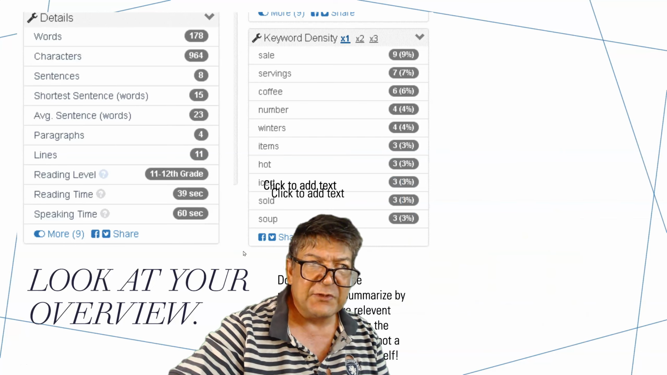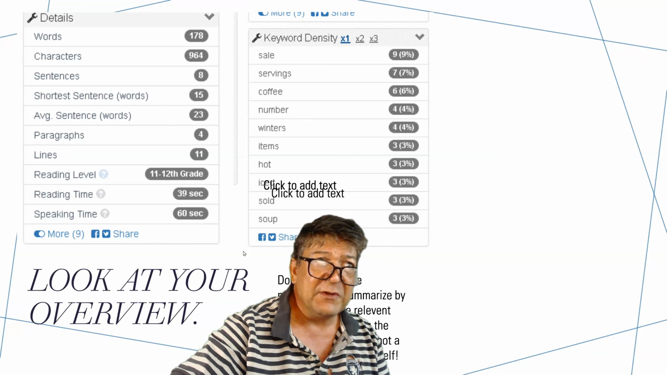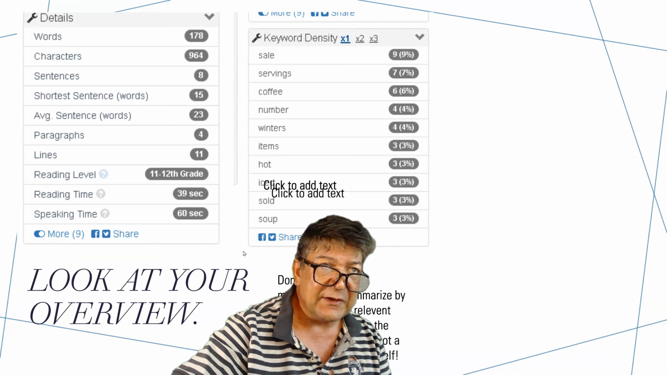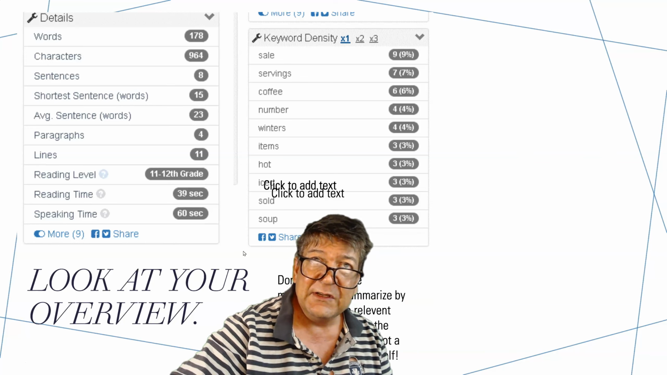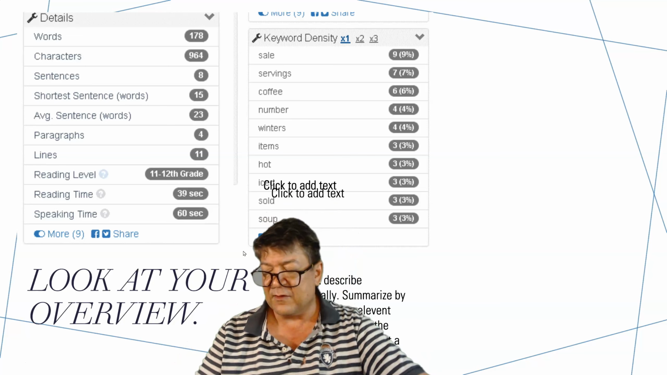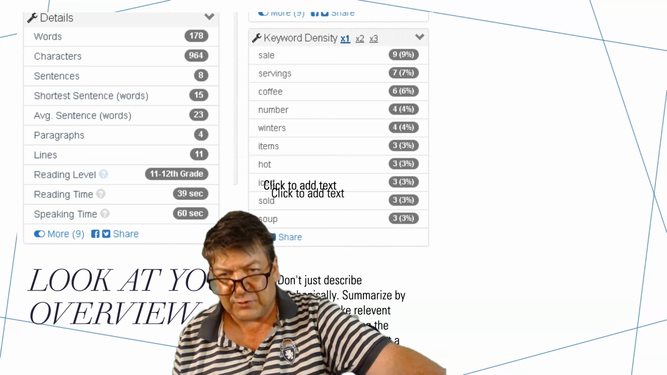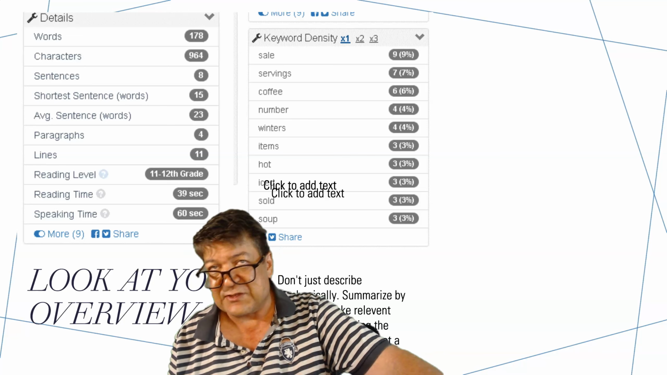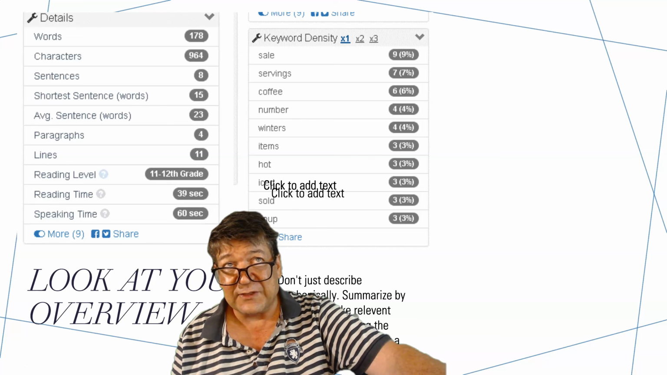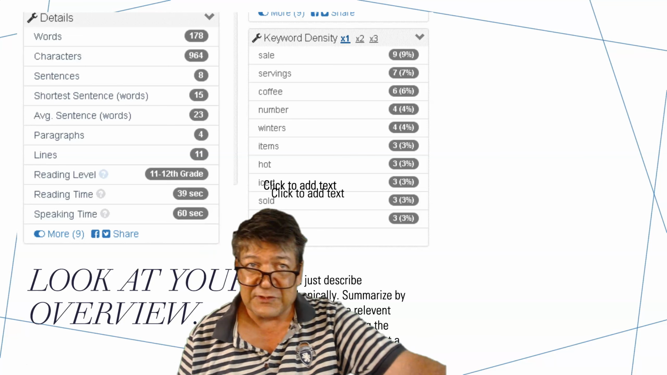Okay, so here's some numbers from a site called wordcounter.net. 178 words, that's fine. Shortest sentence, 15 words. Average sentence, 23 words. That's pretty good. I didn't put the longest sentence in there. Reading time, 39 seconds. Speaking time, 60 seconds. You use the word sale 9 times in the writing. Now, some words don't have good synonyms, but there's lots of other ways to say sale. Sale, even. Sell. Servings, coffee, number. Okay, those are your densities.